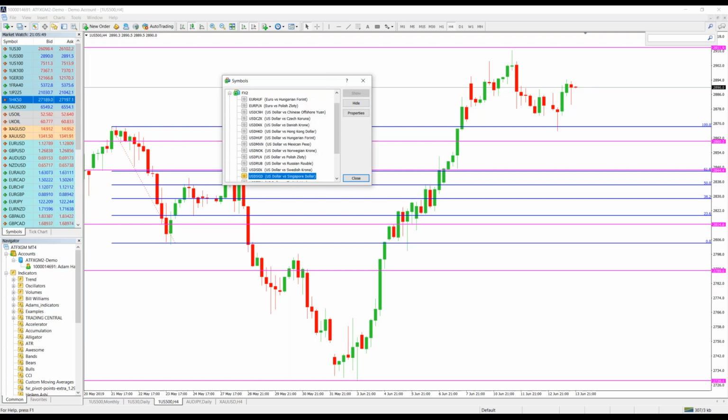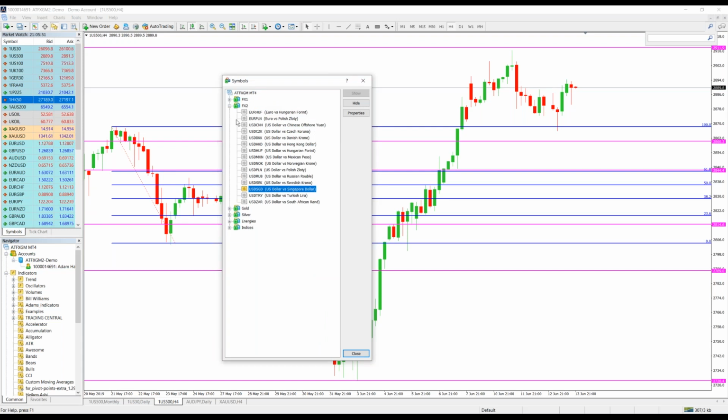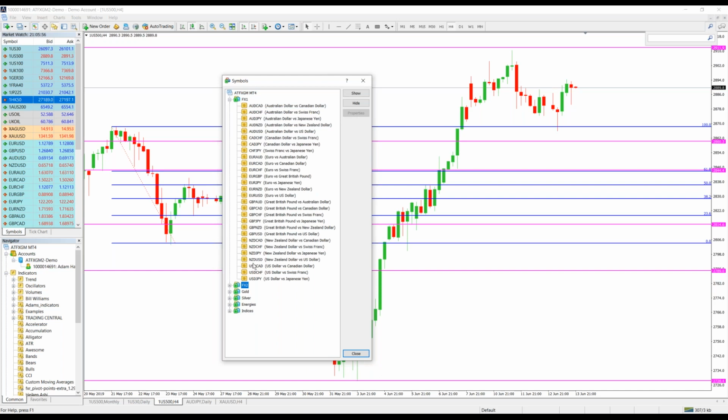And then I can run through and simply add the ones that I use. So what I have done is effectively gone through and added the first, these are usually the majors and the minors, and a couple of cross pairs, and that usually comes out to approximately 27 or 28 different currency pairs that I'm going to have a look at.